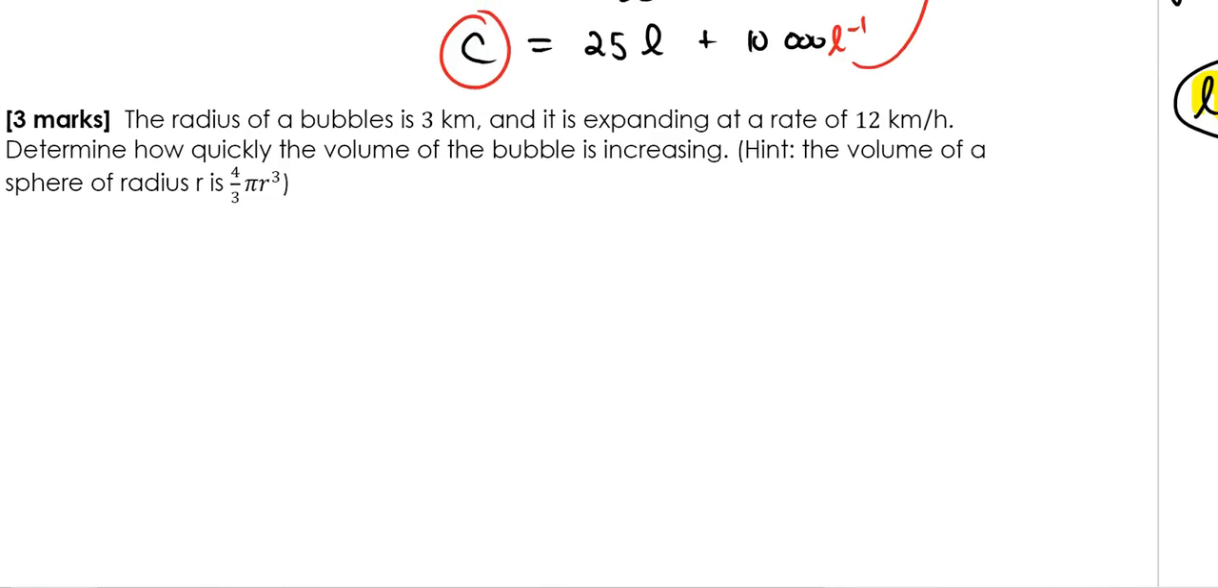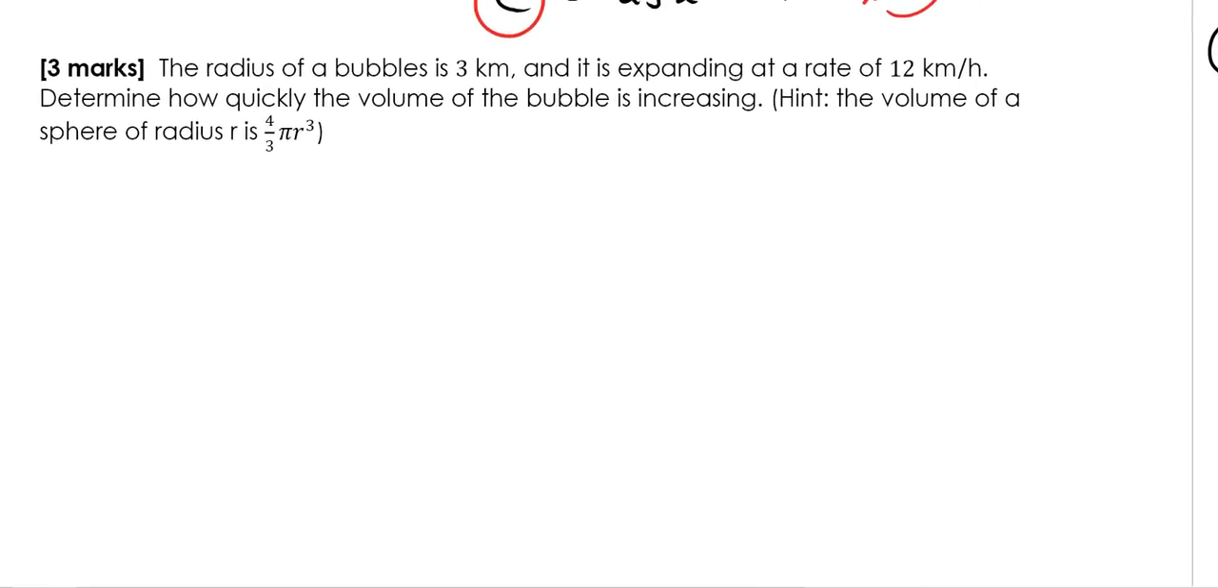Okay, let's move on to another question here. Now we're moving on to some related rate problems. For this question, the radius of a bubble is 3 kilometers. So there's a little typo here. Let's get rid of that extra s. So the radius of a bubble is 3 kilometers. Let me just write that down. R is equal to 3 kilometers. And it is expanding at a rate of 12 kilometers per hour. Okay, so the radius is expanding at a rate of 12 kilometers per hour. Determine how quickly the volume of the bubble is increasing.